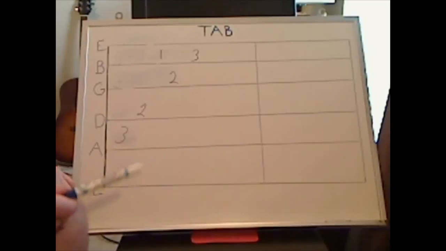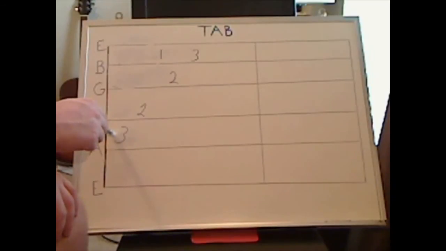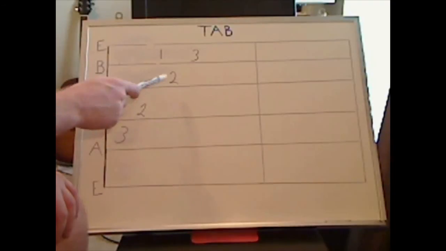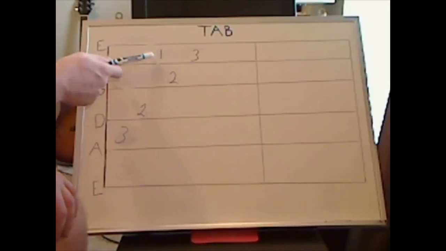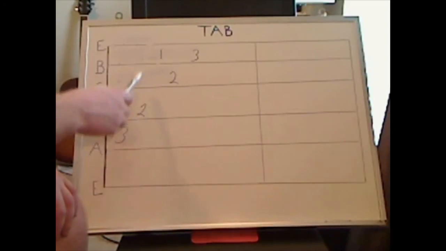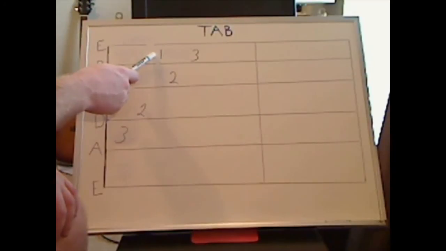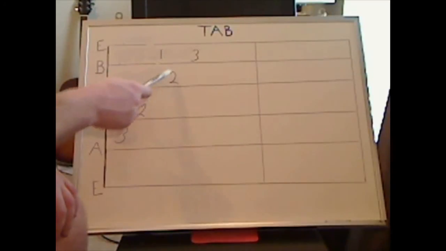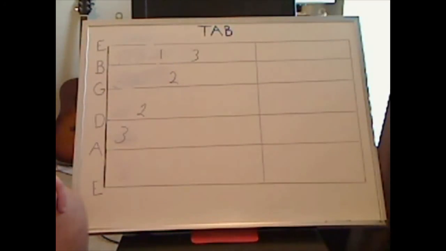So the order that I would play these in is this 3rd fret on the A string, then 2nd fret on the D string. Then I don't go to the 2 on the G, I go to the 1 because it's further to the left of that one. So I go 3rd on the A, 2nd on the D, 1st on the B, 2nd on the G, then 3rd on the B. Okay?